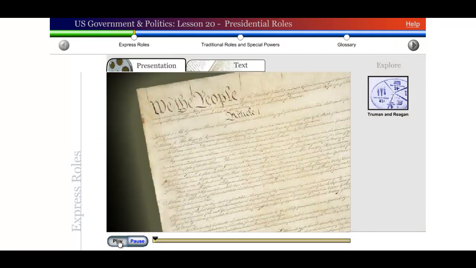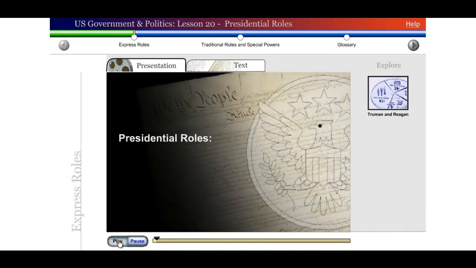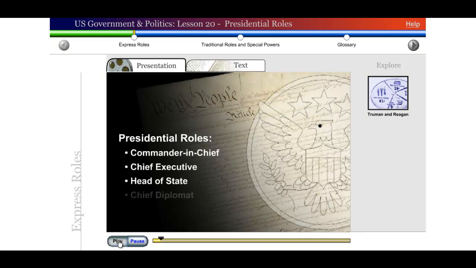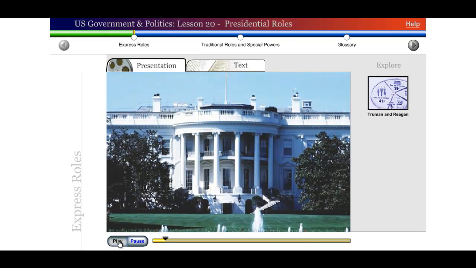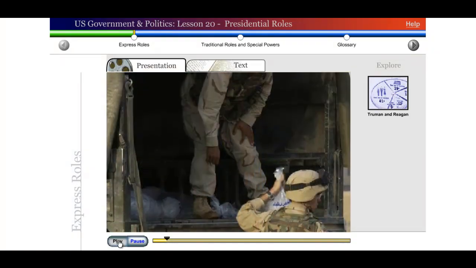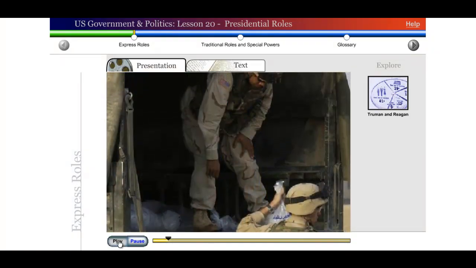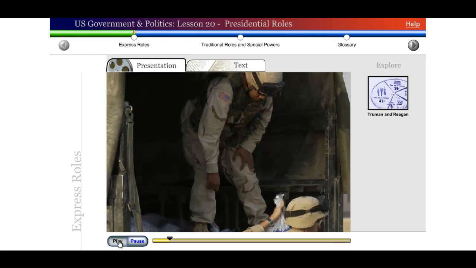As specified by the Constitution, the President of the United States has roles and powers which include Commander-in-Chief, Chief Executive, Head of State, Chief Diplomat, and Legislator. In addition to these, other roles and powers have developed over time. In the role of Commander-in-Chief, the President controls the United States military through the Department of Defense.